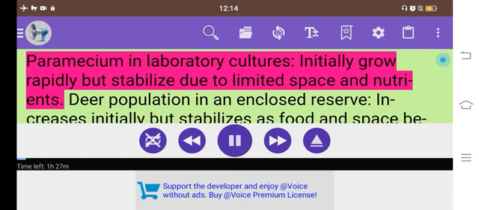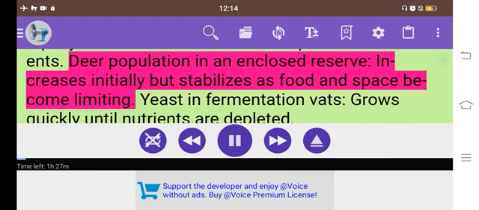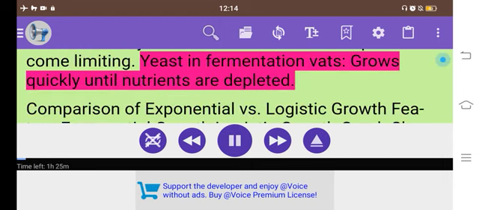Examples in nature. Paramecium in laboratory cultures. Initially grow rapidly but stabilize due to limited space and nutrients. Deer population in an enclosed reserve. Increases initially but stabilizes as food and space become limiting. Yeast in fermentation vats. Grows quickly until nutrients are depleted.